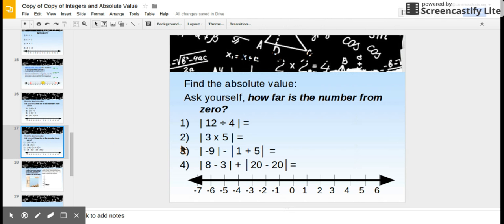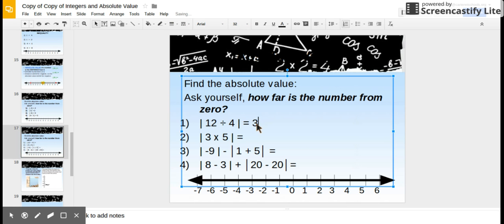Okay, now you try. Ask yourself, how far is a number from 0? So we have 12 divided by 4 in these absolute value bars. 12 divided by 4 is 3, and the absolute value of 3 is just 3. Now we have 3 times 5. Okay, 3 times 5 is 15. The absolute value of 15 is just 15.